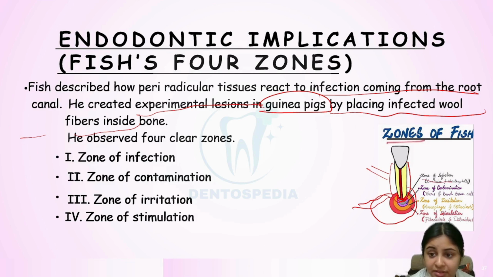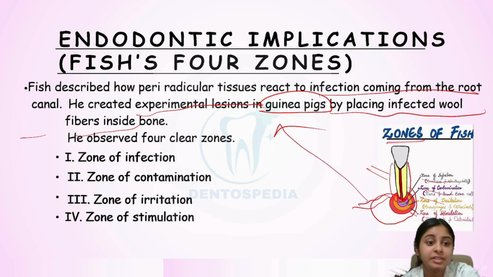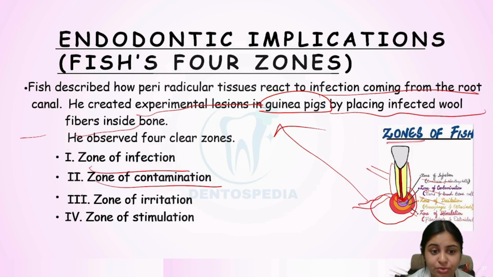So we can see here the different zones of reaction which are produced at different distances from the apex, which is known as Fish zone. So let us understand these zones. We observe 4 clear zones here: the zone of infection, the zone of contamination, the zone of irritation, and the zone of stimulation.